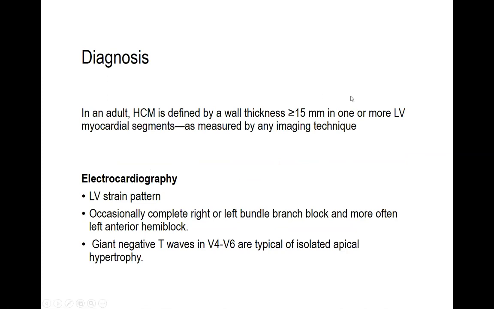How do we diagnose HOCM? In adults, HOCM is defined by a wall thickness of more than 15 millimeters in one or more LV myocardial segments, as measured by any imaging technique. On electrocardiography or EKG, we can see an LV strain pattern. Occasionally, complete right or left bundle branch block, or left anterior hemiblock. You can sometimes see giant T waves in V4 to V6, which are typical of isolated apical hypertrophy.